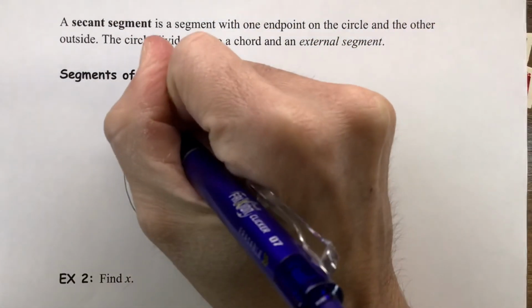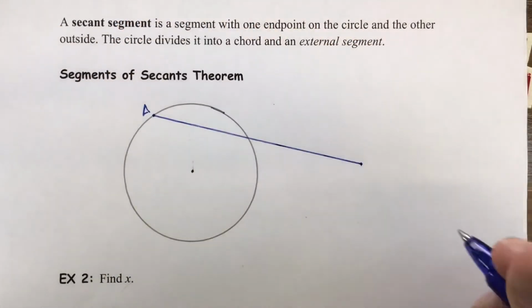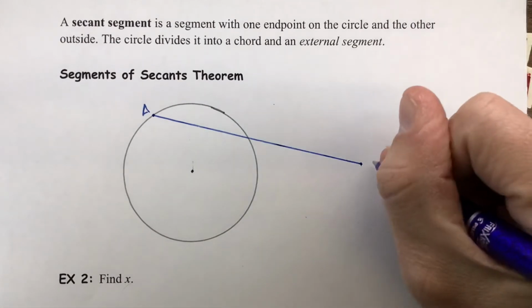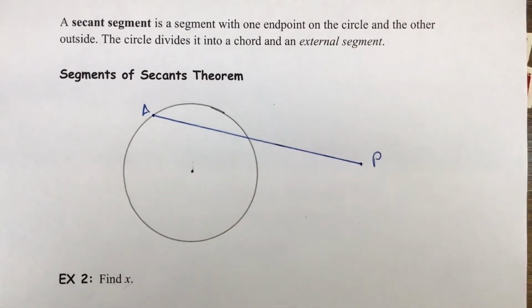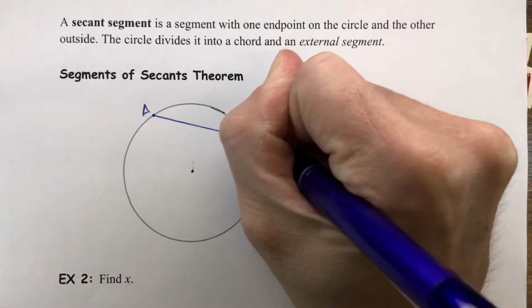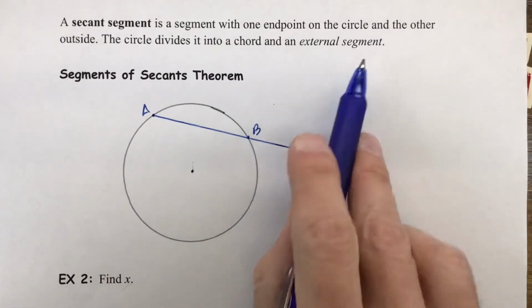Okay, it has an endpoint on the circle. Let's go ahead and call that A. It has an endpoint on the outside here. We'll go ahead and call that P. The part that we have from A to here, let's go ahead and call that B. That would be a chord, and then this would be the external segment.